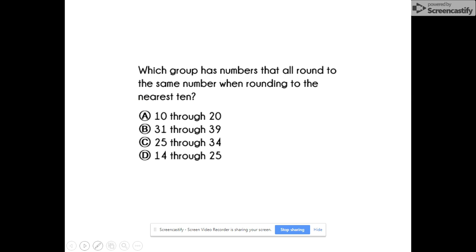You can pause the video and go over this question with your kiddos, but they are going to see this question eventually, and the answer is letter C, because 25 through 34 are all going to round to that number 30. And you can discuss this with your child at home. We're going to go over this in class also.